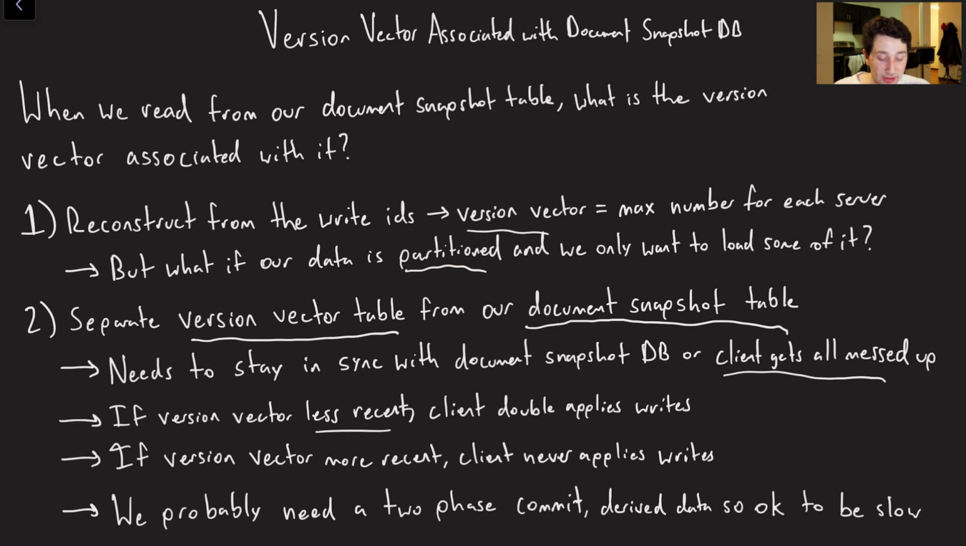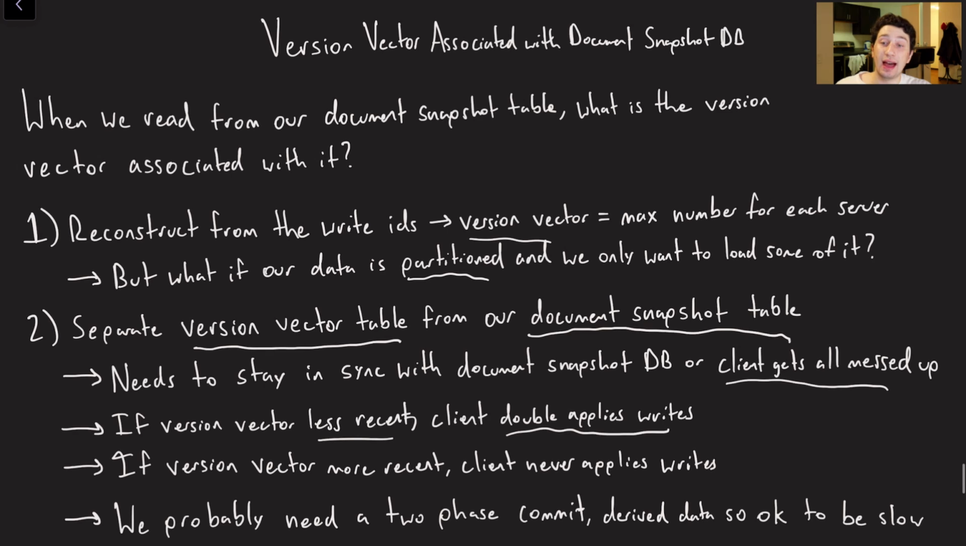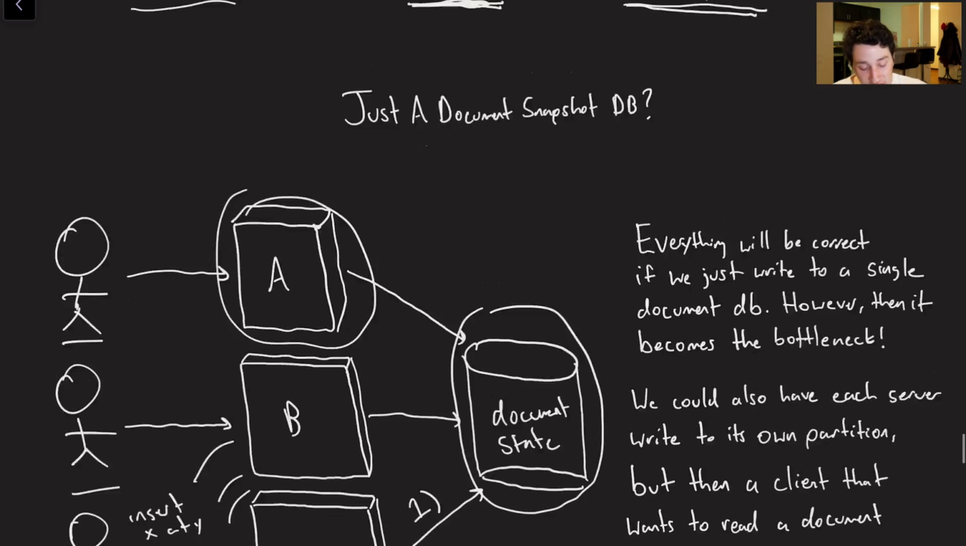So if I say, I just loaded a document snapshot with a version vector that's less recent than it, now all of a sudden I might end up applying double writes because I'm going to basically see a write coming in. I have already incorporated that write into my document snapshot. However, the version vector is telling me that I haven't incorporated that write, so now I'm going to double apply it. Or another bad thing would be, okay, so I have a really recent version vector, but a not recent document snapshot. Now all of a sudden, I'm going to see a write that comes in. It's not reflected in my document snapshot, but my version vector is telling me that I've already seen it. Now I never apply that write. So again, it's really important that we keep these two in sync.